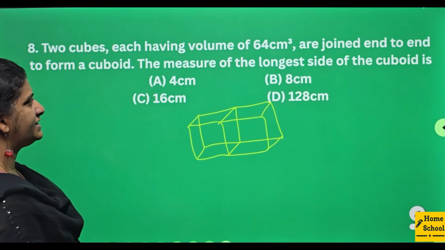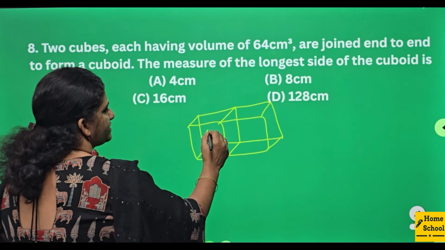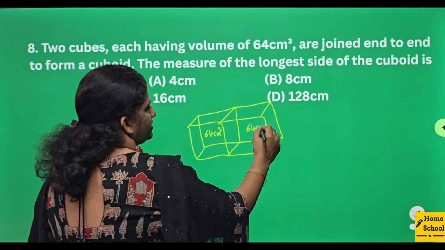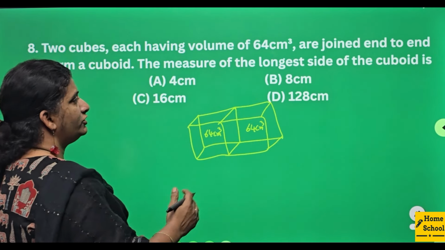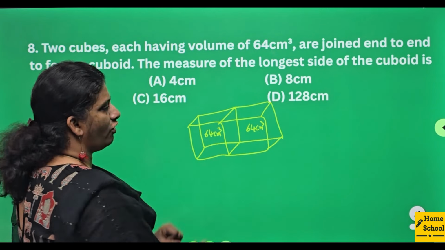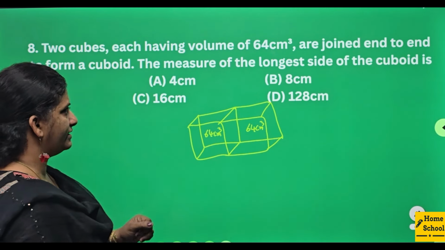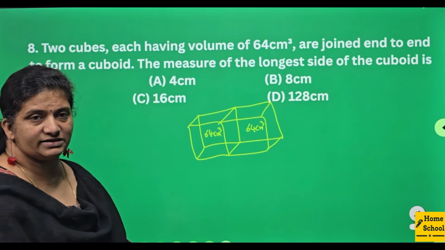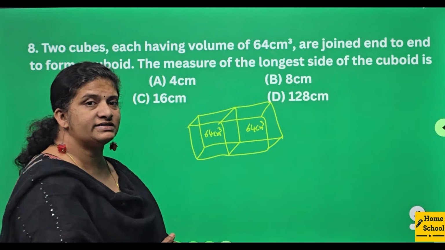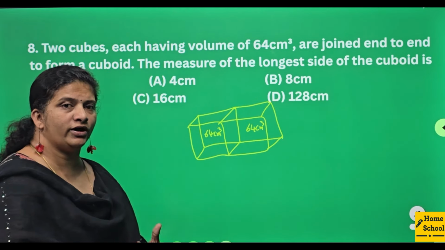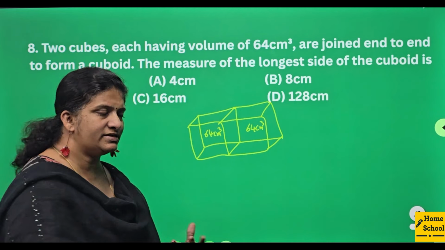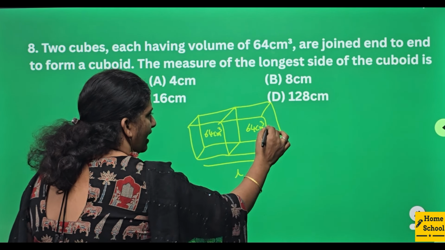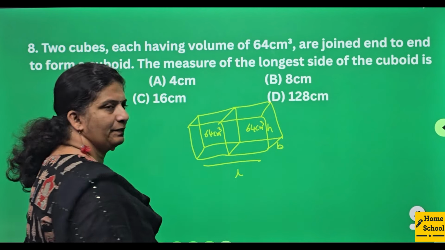Two cubes each having volume 64 centimeter cube are joined end to end to form a cuboid. The measure of the longest side of the cuboid is, what is the measure of the longest side? Cube or a cuboid, it will be having three dimensions. This is length, this is breadth and this is height.